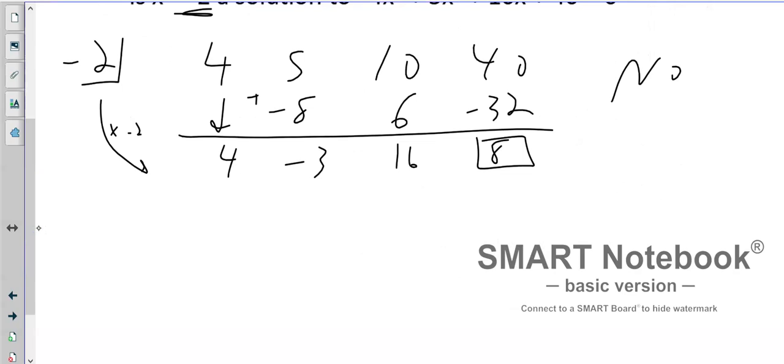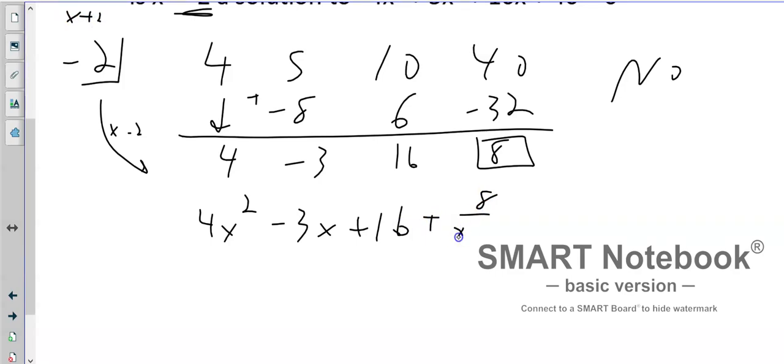Now, just for practice, just so you remember how we do this, it would be 4x squared, because we start with an x cubed, minus 3x plus 16, plus 8 over, remember, x plus 2. Okay, not required, but it's so you remember how the format is.